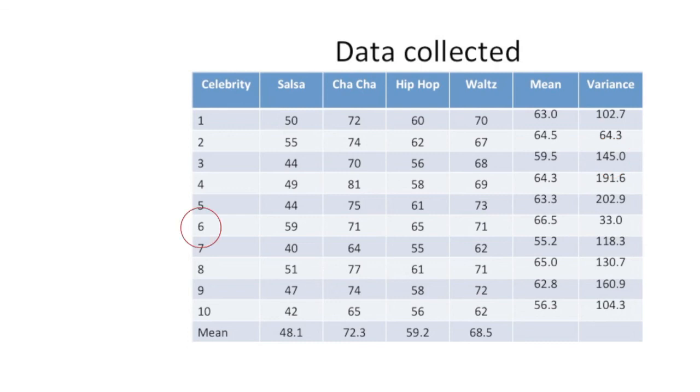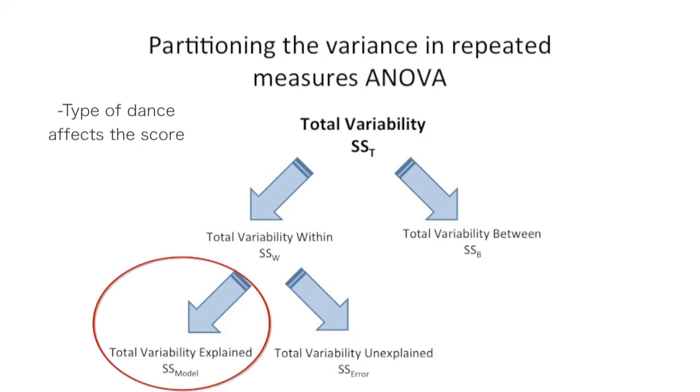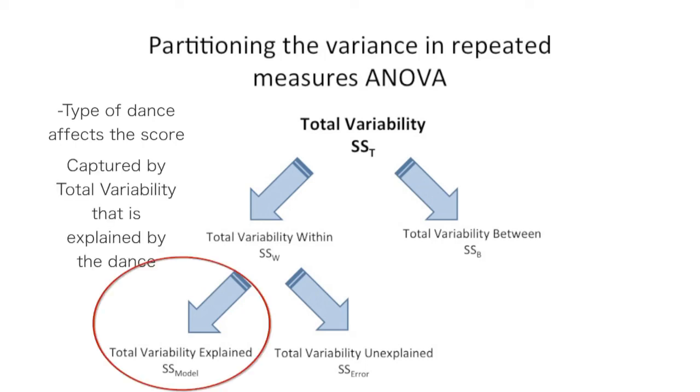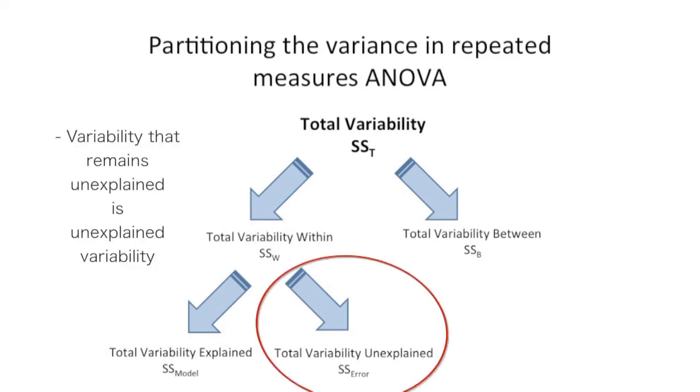If you look at celebrity 6, their variability is quite small. Their scores from the judges were quite consistent and ranged from 59 to 71, so the difference was only 12 across the 4 dances. So you can see that the type of dance did not have much effect. So where does this variability within celebrity across the different dances come from? Clearly, the type of dance affects the score. This is captured in the total variability that's explained by the dance. But it also looks like this doesn't account for all the variability. The variability that remains is unexplained variability.